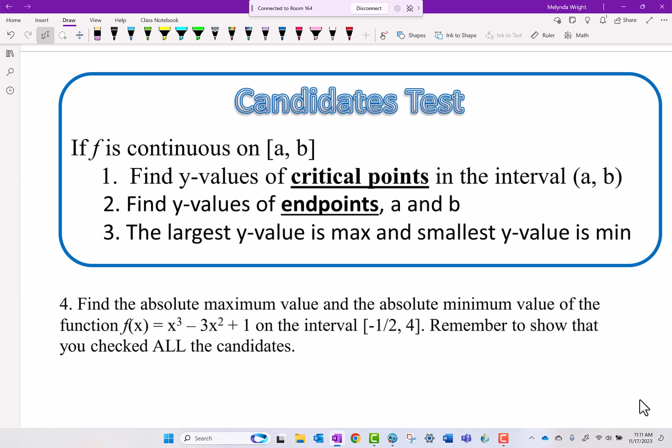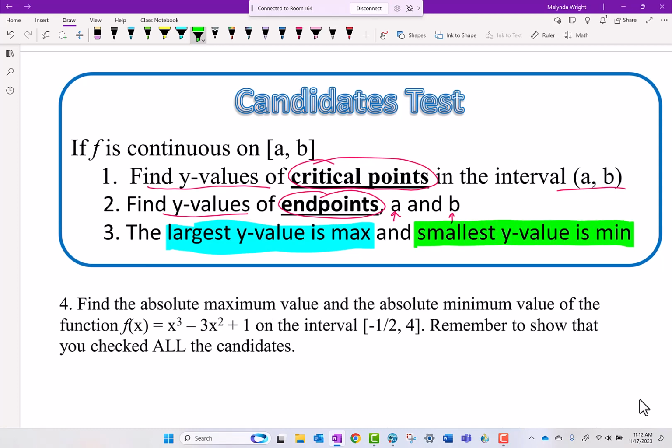What has to be true? Okay, so here we go. For the candidates test, what do we do? We find the y values of the critical points in the interval. Then we find the y values of the endpoints, a and b. And we test them. So this is the candidate's test. The largest y value is the max, and the smallest y value is the min. And that's the candidate's test.